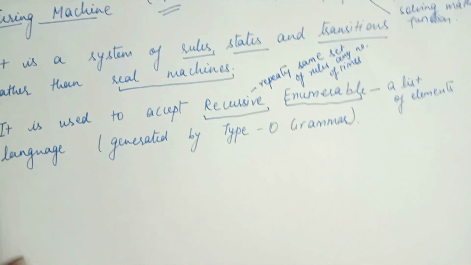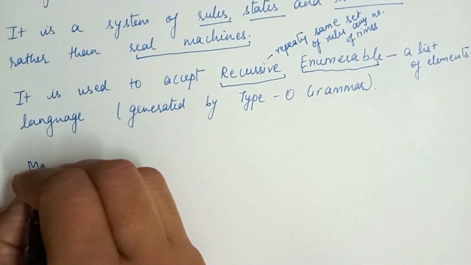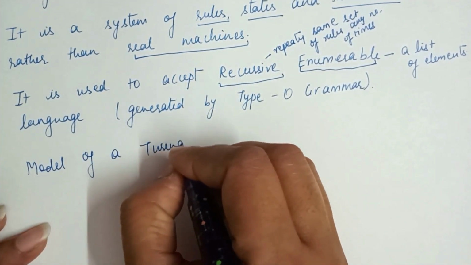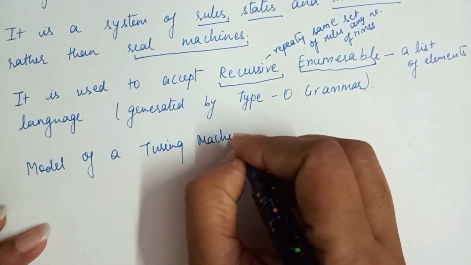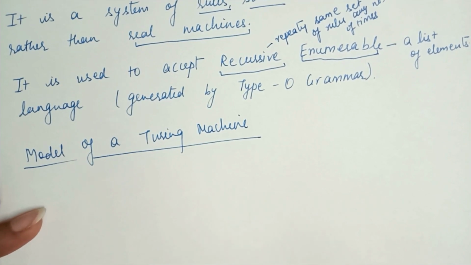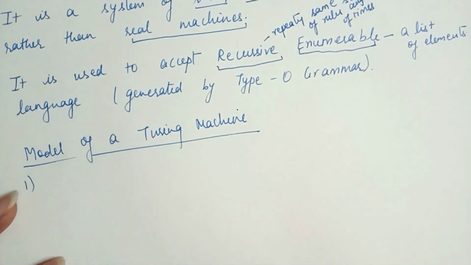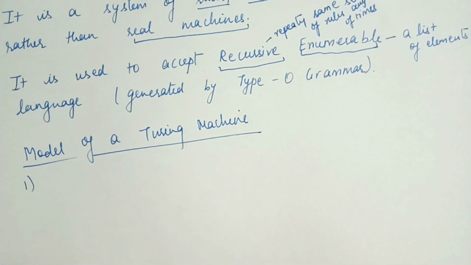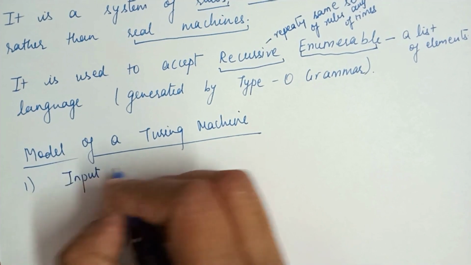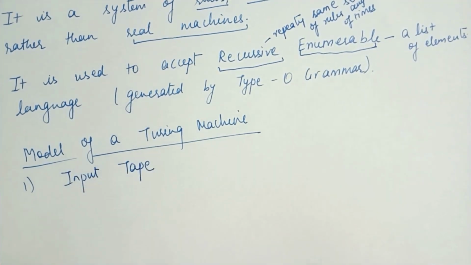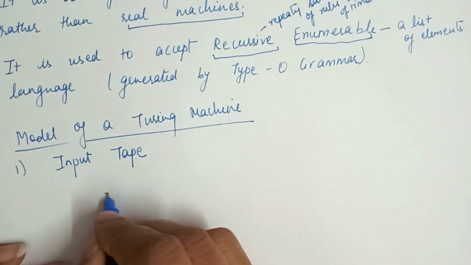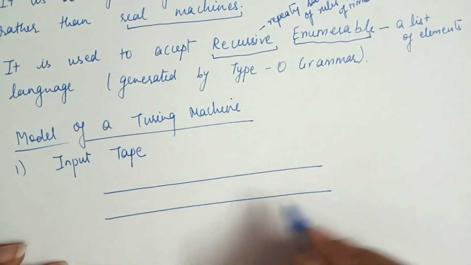If we talk about the basic model of a Turing machine, then it can be modeled with the help of the following representation. The first component of a Turing machine is the input tape. This input tape can be represented like this.